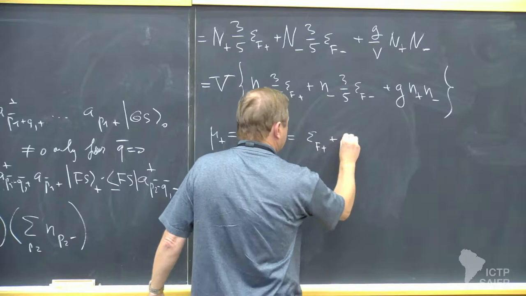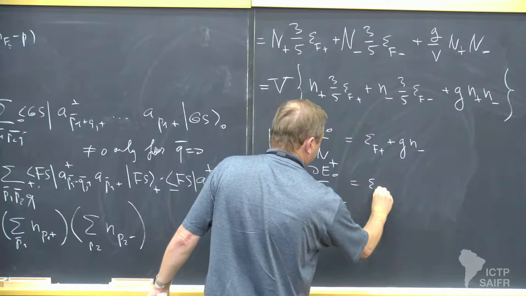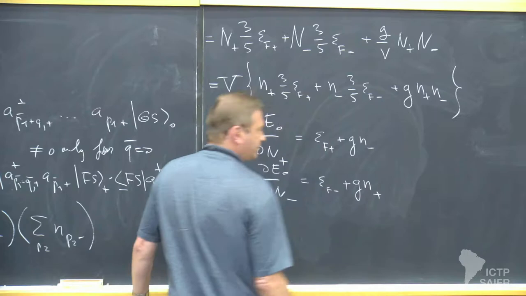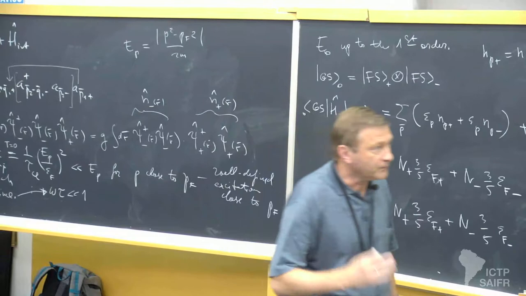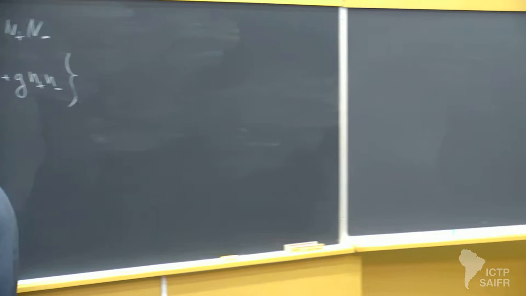And correspondingly, if I calculate mu minus the same way, I will get the free particle case plus G n plus. So it's just a very simple mean field. Mean field shifts, nothing more. So for the plus particle, the minus particles serve like a constant potential background. Nothing more.